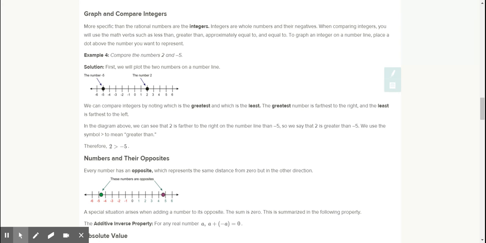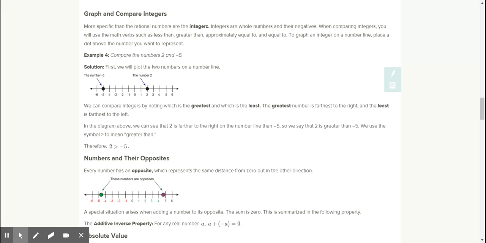And integers are whole numbers and their negatives. When comparing integers, you will use the math verbs such as less than, greater than, approximately equal to, or equal to. So to graph an integer on a number line, place a dot above the number you want to represent.